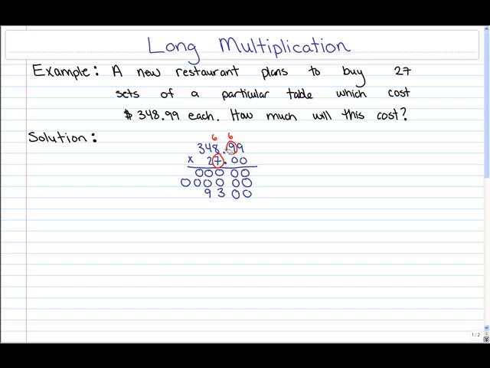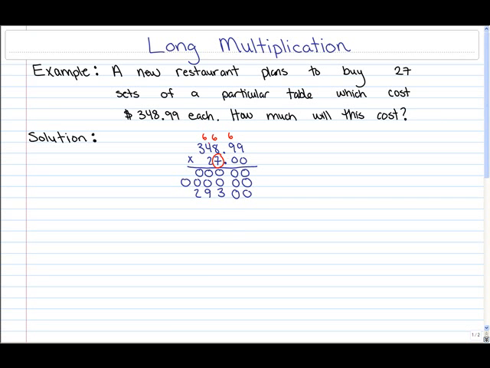The next digit in the multiplicand is now the 8. 8 times 7 gives us 56, but we have to add the 6 that we carried forward from the previous step. So again, 8 times 7 gives us 56, plus 6 gives us 62. We write the 2 from 62 down below, and we carry the 6 from 62 forward above the next digit in the multiplicand.